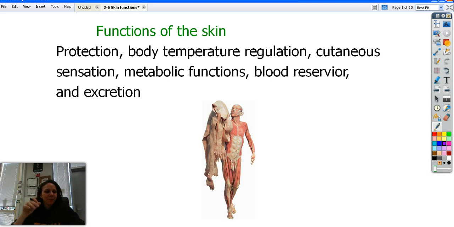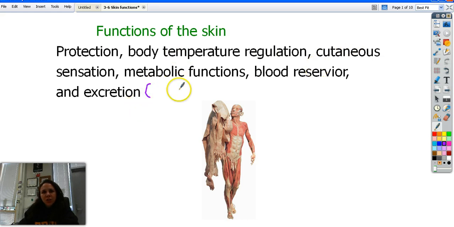Functions of the skin. So there's six main ones, even though in the lab it asked for a seventh one. We're going to go over the six majority ones: protection, body temperature regulation, cutaneous sensation, metabolic functions, blood reservoir, and excretion.